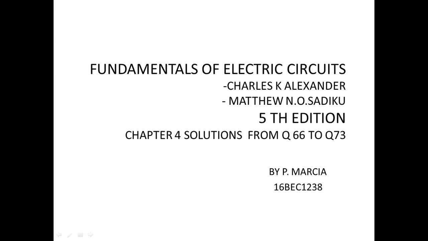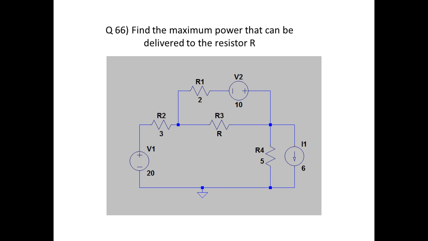This is Fundamentals of Electric Circuits, 5th edition, Chapter 4 Solutions, from question 66 to question 73. Question 66. Find the maximum power that can be delivered to the resistor R.